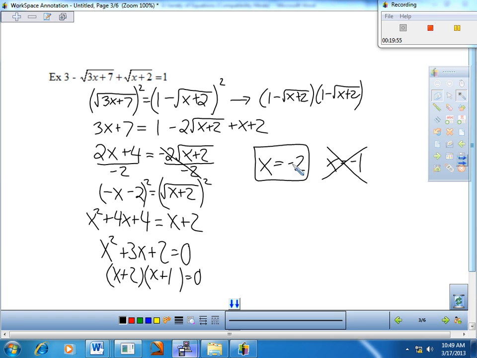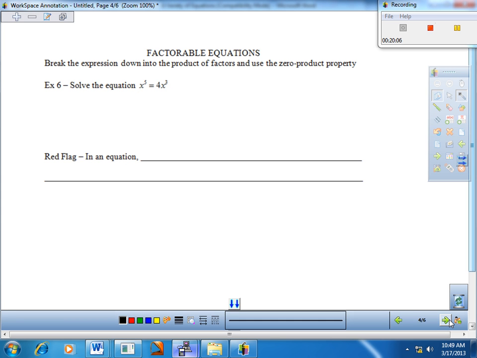So, radicals, huh? Kind of cool. Let's try a different type. Factorable. All right, so now some pretty heavy-duty equations. We worked a lot with quadratics in factoring. Now what we're going to do is build up on some of the other polynomials. So it says break the expression down into the product of factors and use the zero product property.